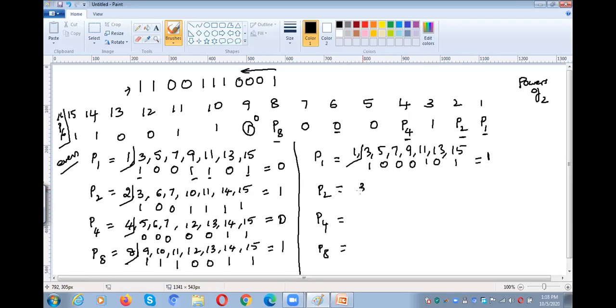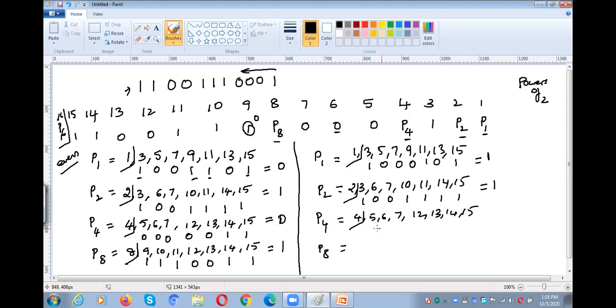And next coming to P2: 2, 3, 6, 7, 10, 11, 14, 15. So what are the values we need to discard this one? 1, 0, 0, 1, 1, 1, 1. So how many number of ones are there? 5 ones. We need to make them even. And then for P4: 4, 5, 6, 7, then 8, 9, 10, 11, and 12, 13, 14, 15. So discard 4. So 0, 0, 0, 0, 0, 1, 1. So the number of ones are even. So the parity bit is 0.